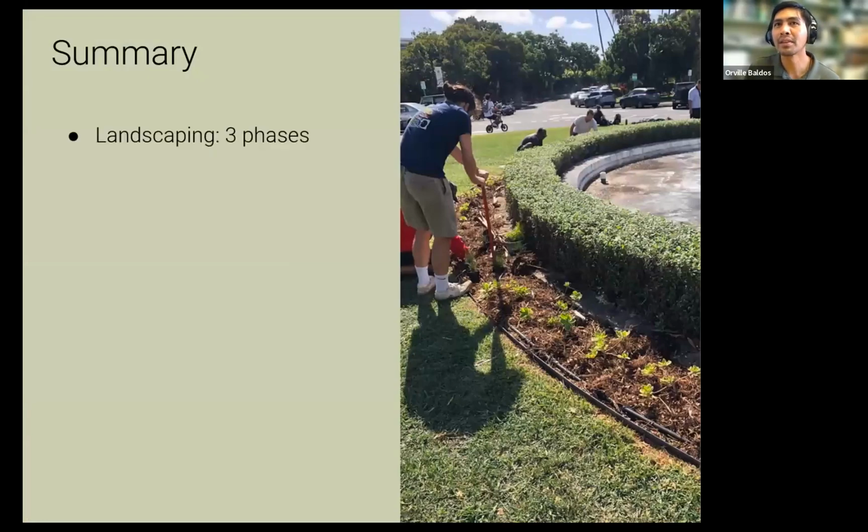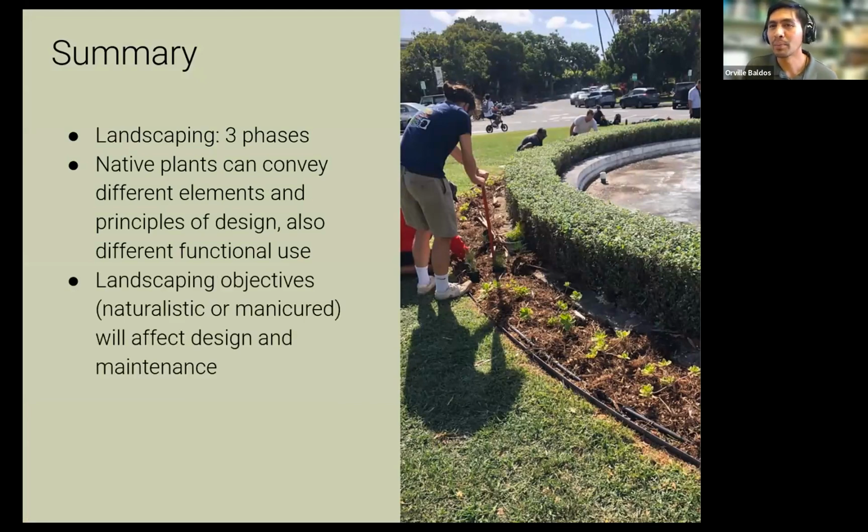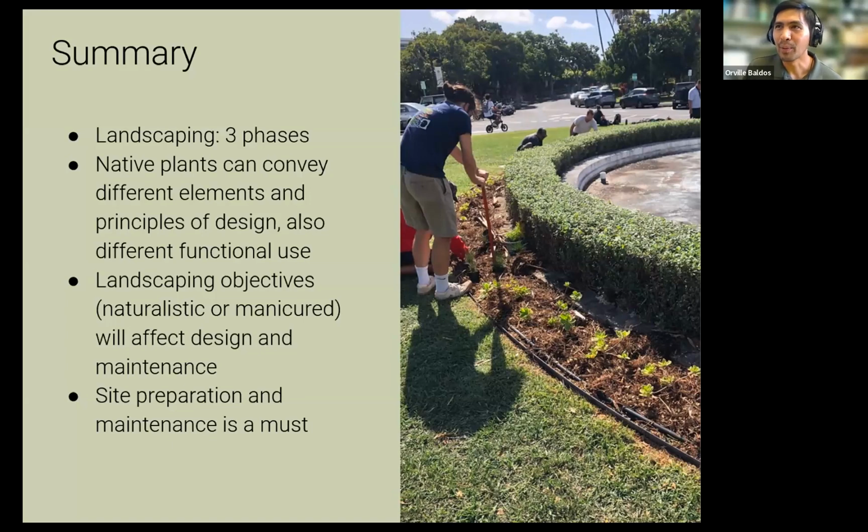So in summary, we talked about the three landscaping phases: design, installation, and maintenance. We talked about how native plants can convey different elements and principles of design, and how we can use that in terms of their function in the landscape. We also talked about the different objectives, whether you're planting a naturalistic or a manicured landscape. And the most important thing with this talk is that you need to prepare your site properly, and you need to maintain your landscape plantings so that they will persist over time.